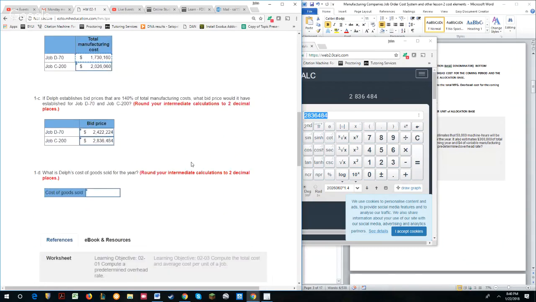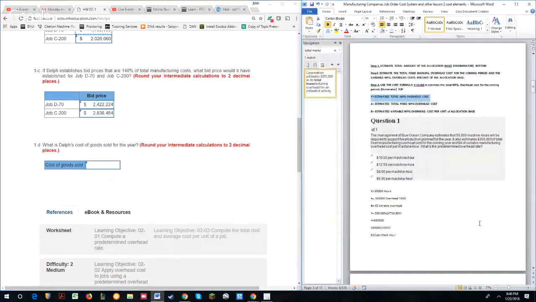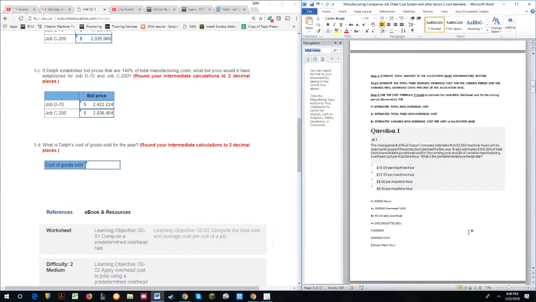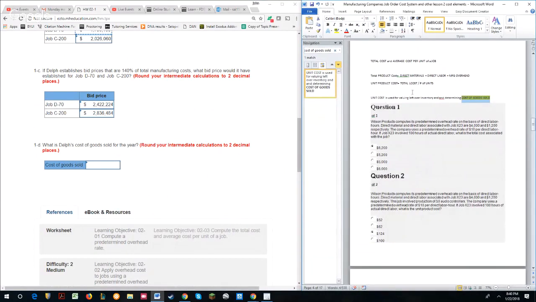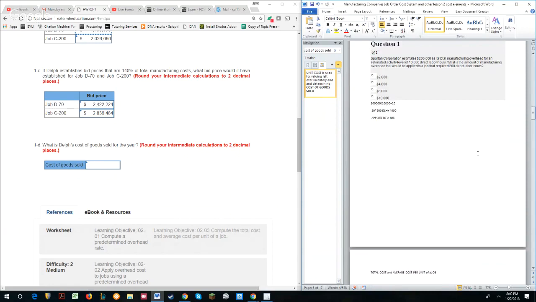What is Delph's cost of goods sold for the year? Okay, I wrote this down here. So that's beginning inventory plus purchases minus ending inventory, I think. So if we take our total cost divided by number of units, we get our unit cost. Oh, wait, ignore me. Unit cost is used for valuing leftover inventory and determining cost of goods sold. Yeah, you're right. That's from the last lesson.